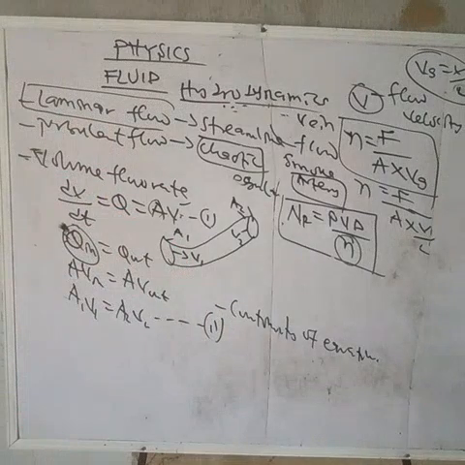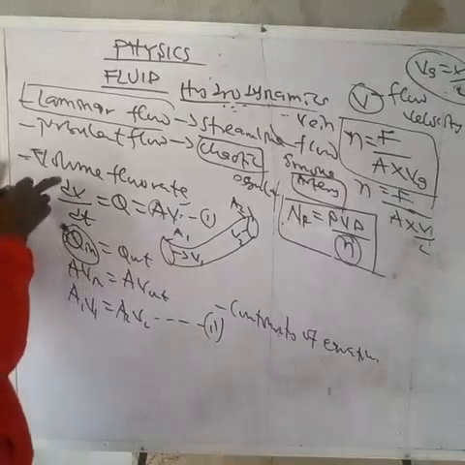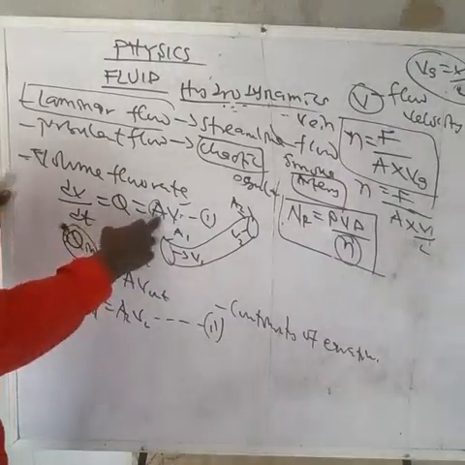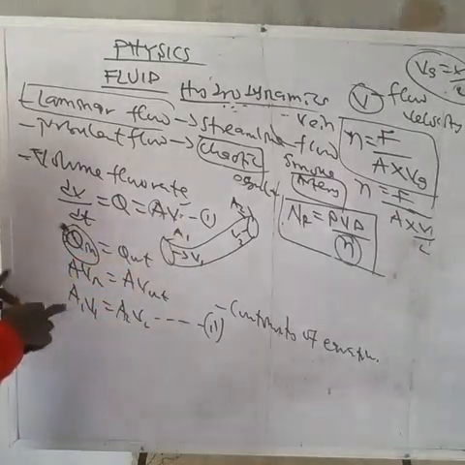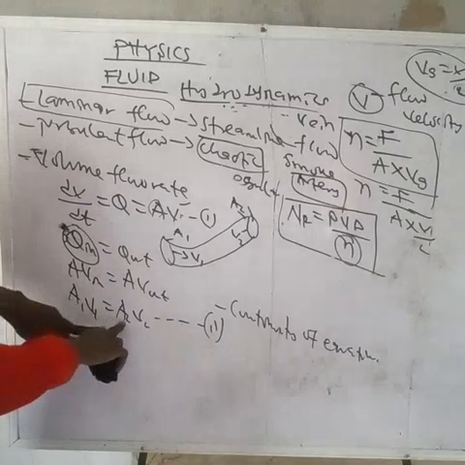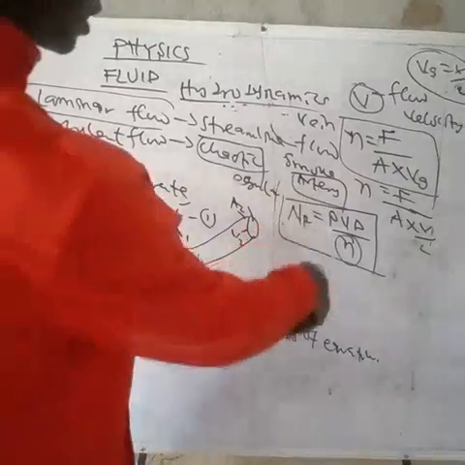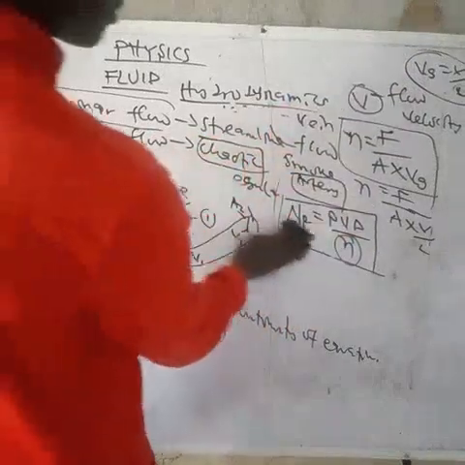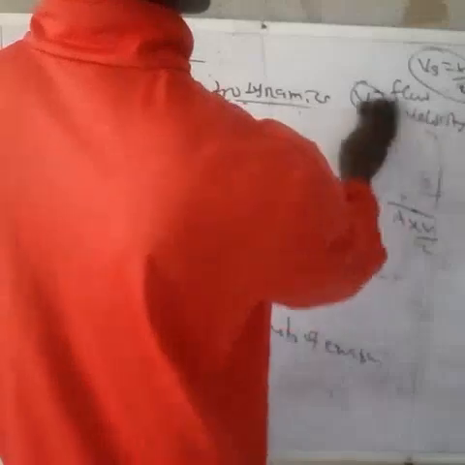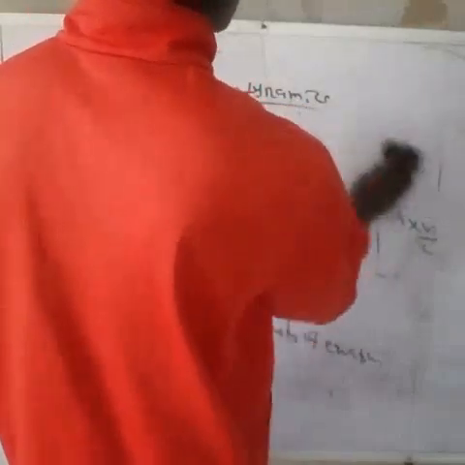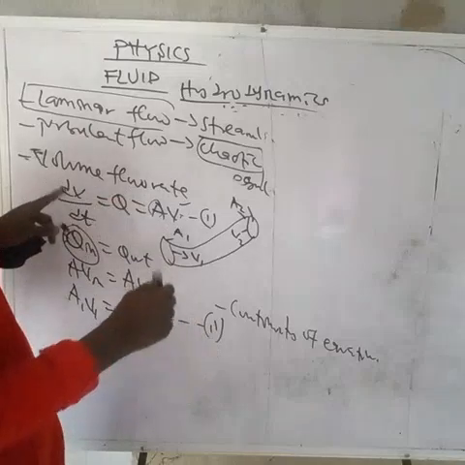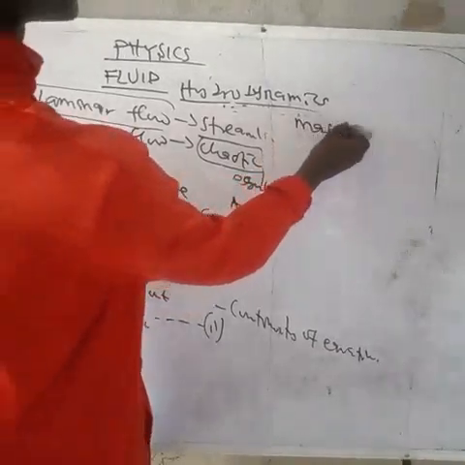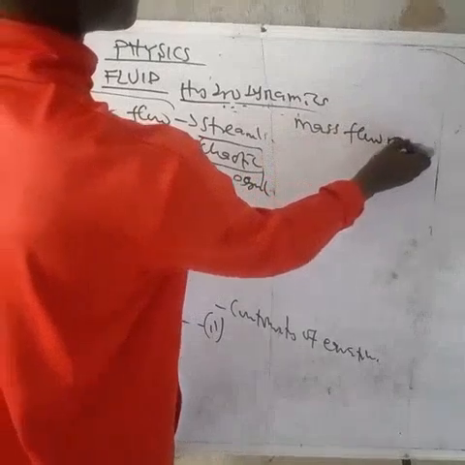So then what is mass flow rate? Don't forget, volume flow rate is dV over dt, equal to Q, equal to area multiplied by flow velocity. Flow velocity is in meters per second. The continuity equation is area 1 times flow velocity 1 equal to area 2 times flow velocity 2, and these are the formulas for the coefficient of viscosity and Reynolds number. Now when you talk about mass flow rate, which is the second before I analyze Bernoulli's equation, what do we mean by mass flow rate? Once volume flow rate is change in volume per time taken, mass flow rate will be change in mass per time taken.